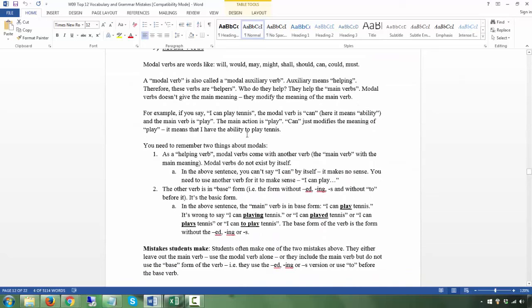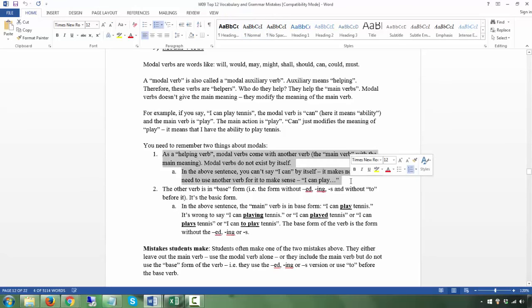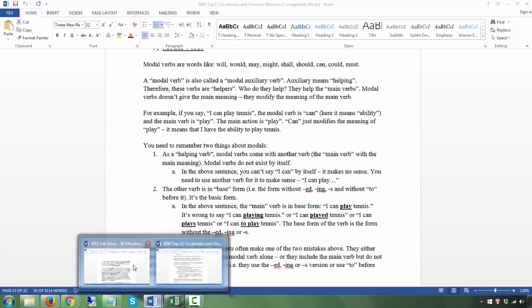I always mention two things. Firstly, the modal verb is a helping verb because it's actually a modal auxiliary verb, and auxiliary means helping. It helps another verb. It's not the only verb there. There will be a main verb. The main verb gives the main meaning. The modal auxiliary verb, the helping verb, just modifies a bit of the meaning. So the first thing I say here is that you need another verb. It cannot come alone. Secondly, the other verb is always going to be in base form. No ing, no ed, no s, no to plus base, just base alone.